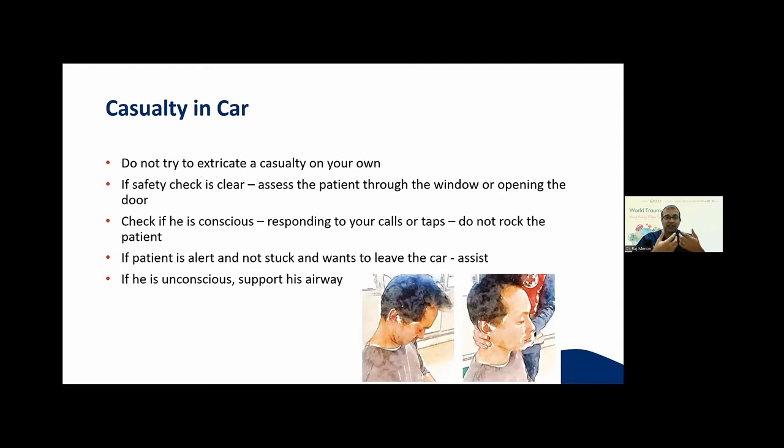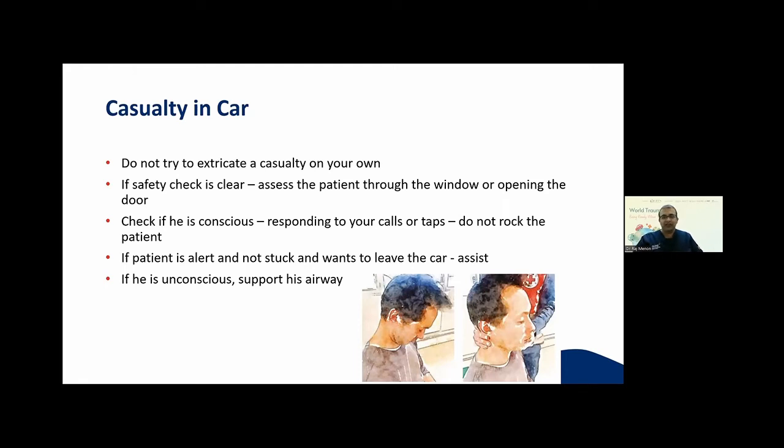If he's alert and he can talk to you, identify where it hurts and where his injuries are. He may be able to tell you, oh, my leg is very painful, my neck is very painful. If they're very alert and they're not stuck and they want to leave the car, that's perfectly fine. Just assist them as they are leaving the car and let them walk out of the car.